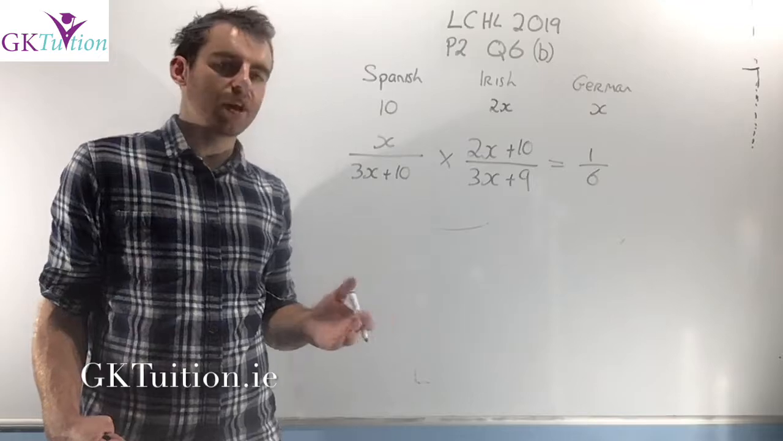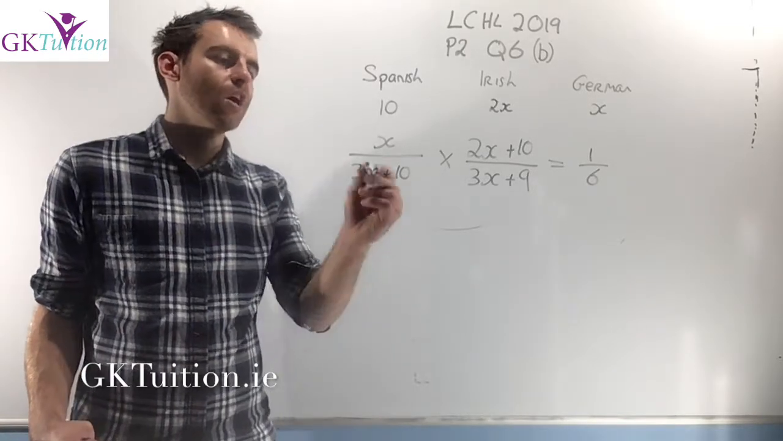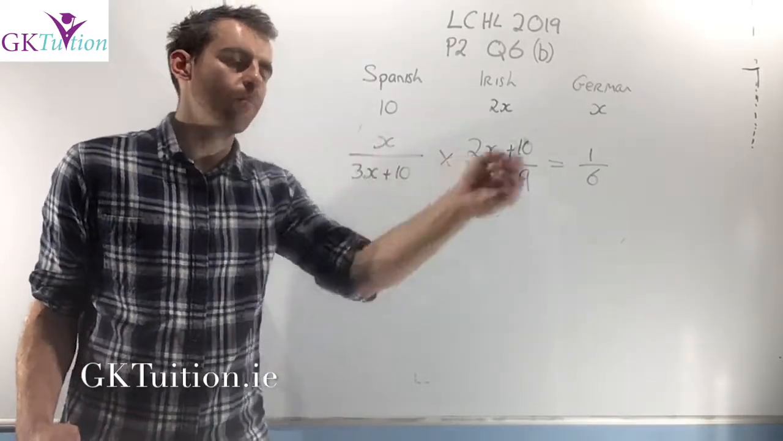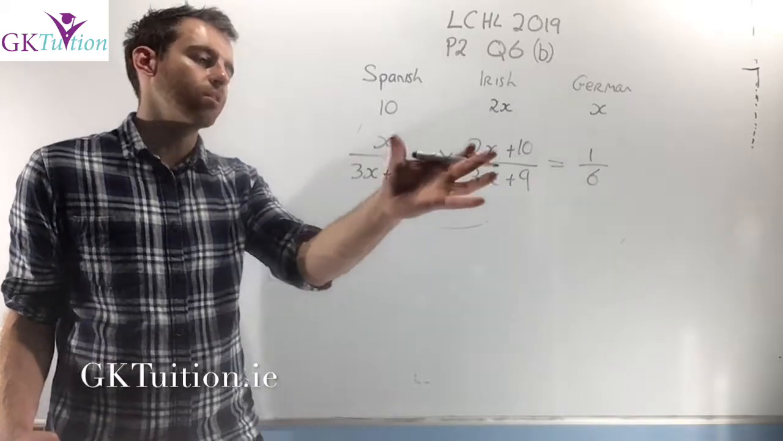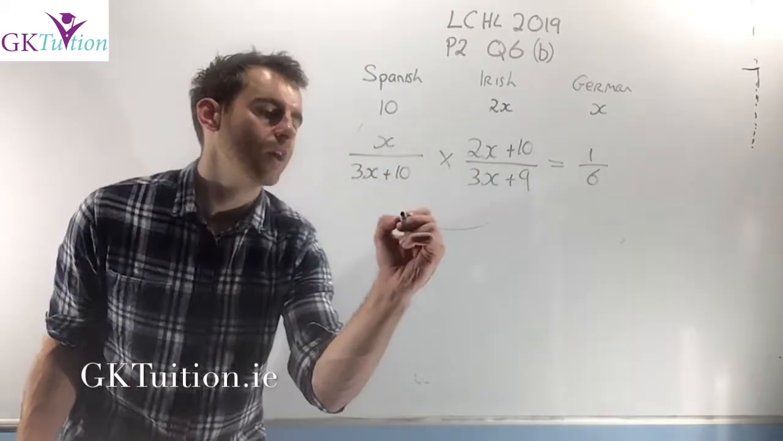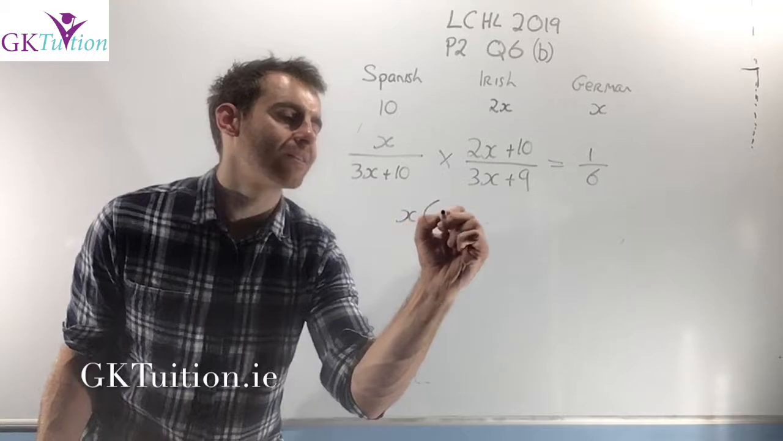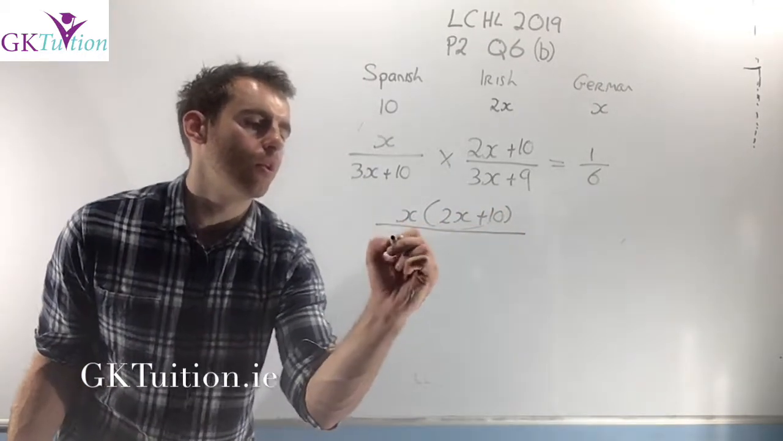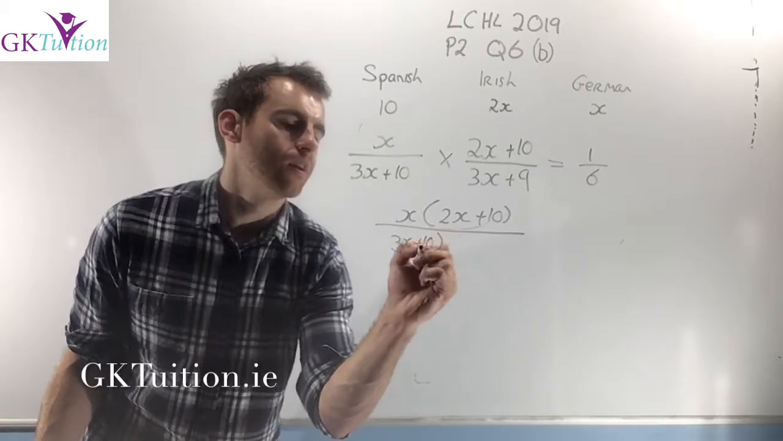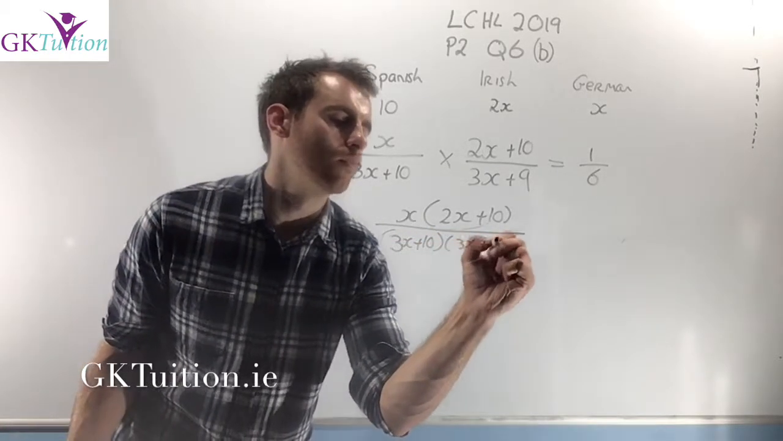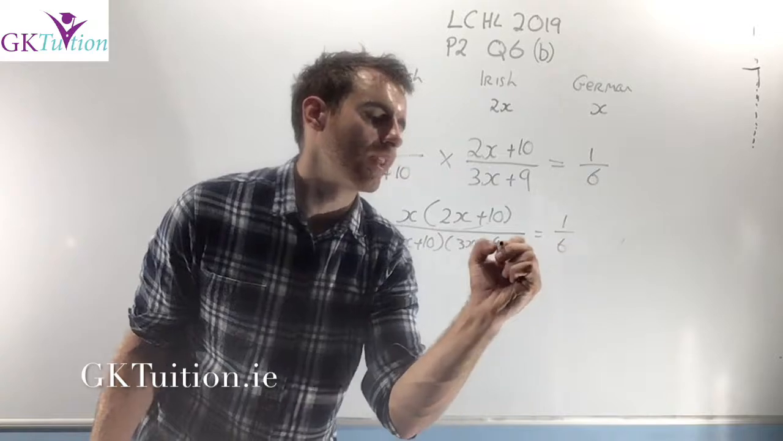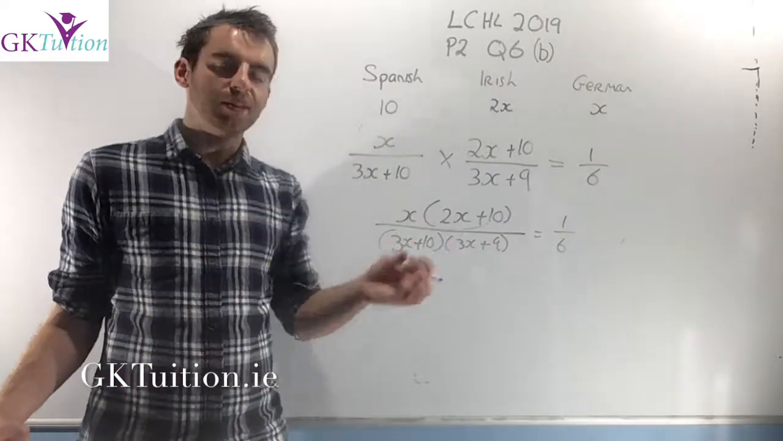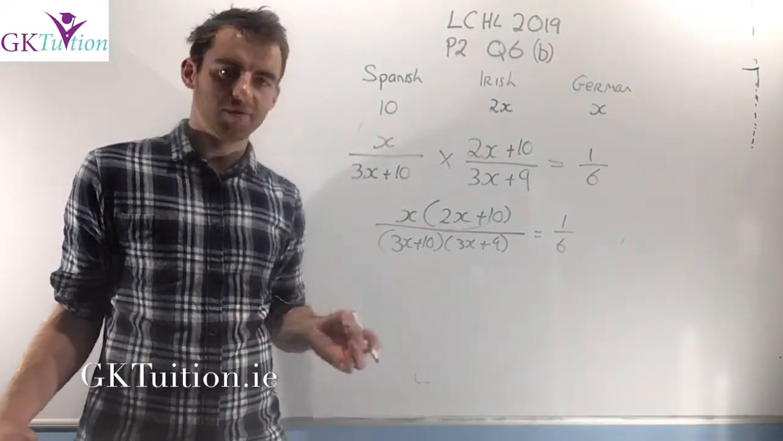It's relatively straightforward to multiply out fractions. You just multiply the tops by each other and the bottoms by each other. So to turn this left hand side into one fraction, the top line would just become x times 2x plus 10, and the bottom line will just become 3x plus 10 times 3x plus 9. And I know that that's equal to 1/6. Now I need to just manipulate it around and try and simplify it.